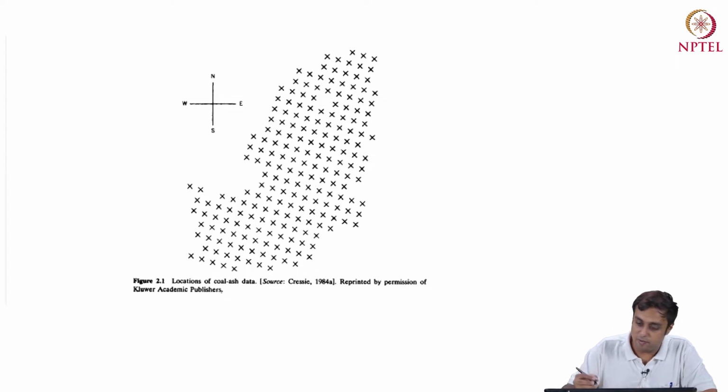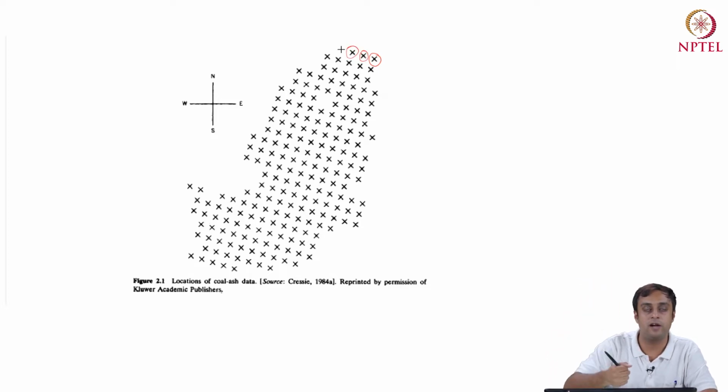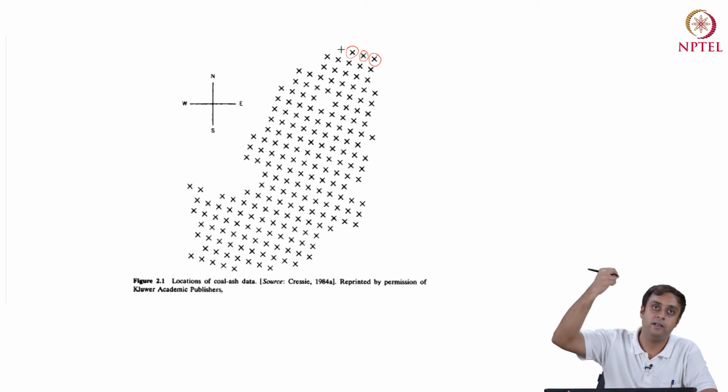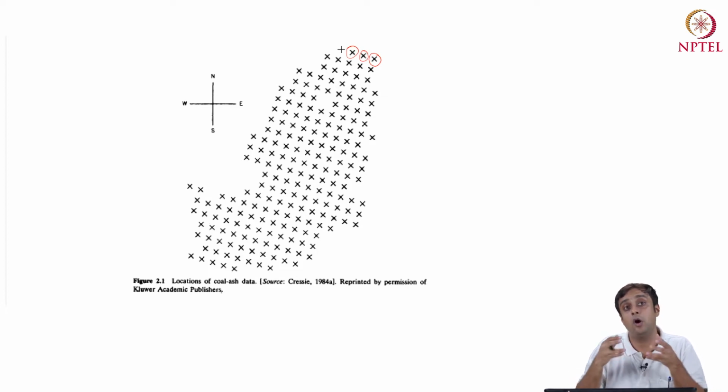And these crosses that you see on your screen are locations where cores are dug into the ground, and earth is brought out so that you can get samples of coal that will provide you an idea of how much coal is available and of what quality, right?